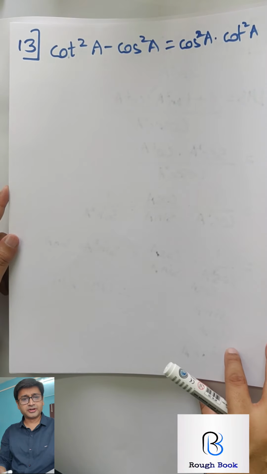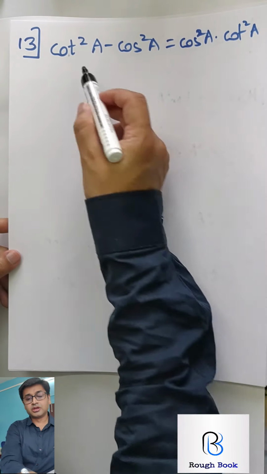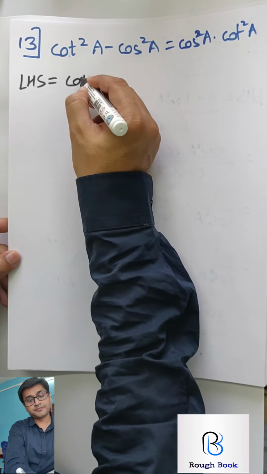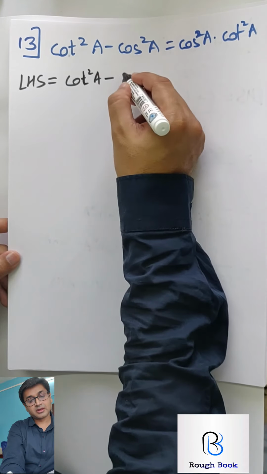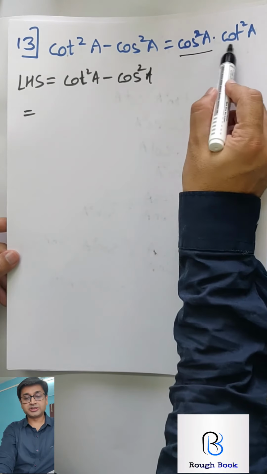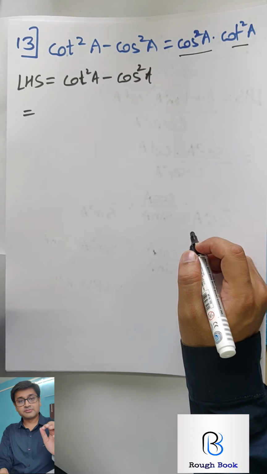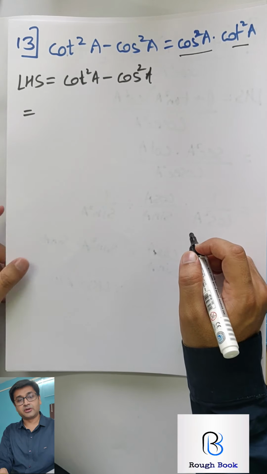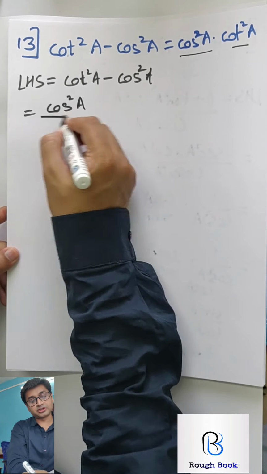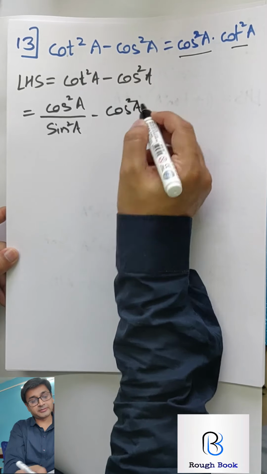13th. Not difficult. Try it. 100% you will get it. I am very confident about it. You can pick any part, but ideally LHS is the easier part. So cot square A minus cos square A. What to do? I need cos and cot only, but with multiplication. So it's tough. The best method is convert everything into sine cos. So cot will become cos upon sine. So cos square upon sine square minus cos square.